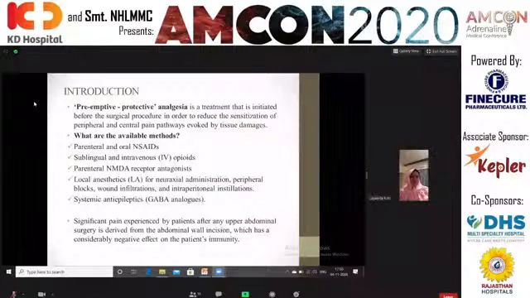So my introduction, preemptive analgesia. It is a treatment that is initiated before the surgical procedure in order to reduce the sensitization of peripheral and central pain pathways evoked by tissue damage. The available methods are parenteral or oral NSAID, sublingual or intravenous opioids, parenteral NMDA receptor antagonist, local anesthetic as neuraxial administration or peripheral blocks, wound infiltration or intraperitoneal instillation, and also systemic antiepileptics like gabapentin are also useful. Significant pain experienced by the patient after any upper abdominal surgery is derived from the abdominal wall incision, which has a considerable negative effect on the patient's immunity.